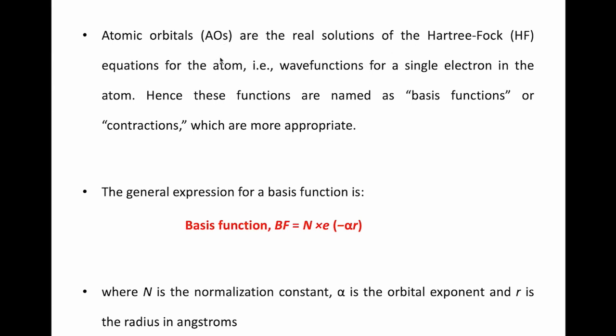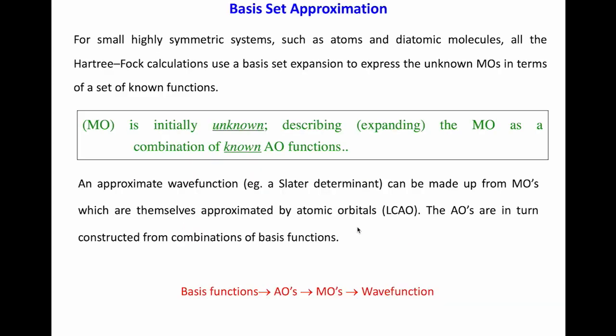Atomic orbitals are real solutions of the Hartree-Fock equations for the atom, that is, wave functions for a single electron in the atom. Hence these functions are named basis functions or contractions, which are more approximate. The general expression for a basis function is BF equals N times e raised to the power minus alpha r. We get basis functions from atomic orbitals. Atomic orbitals combine together to give molecular orbitals. The atomic orbital wave functions combine to give the molecular orbital wave function, and from that we get the total wave function.